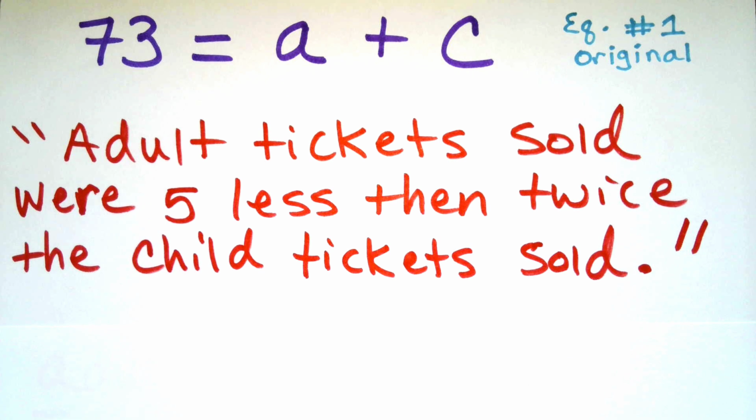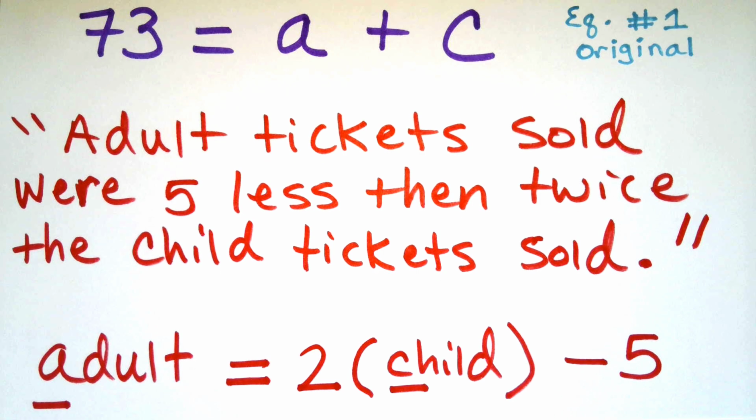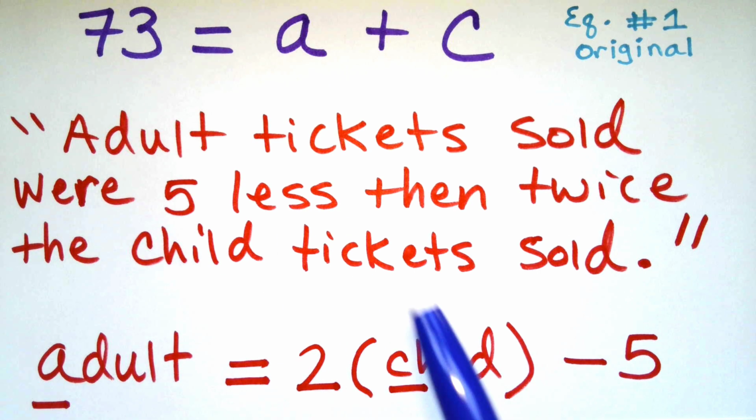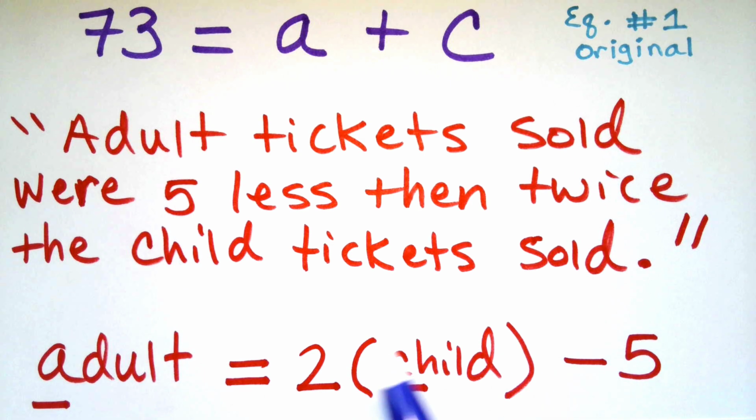I'm going to pause the video. You should pause the video too. See if you can create an equation number 2, original equation number 2. All right, so I have it down here: adult tickets are going to equal twice, or 2 times, the child tickets that were sold, minus 5, right? That represents the 5 less, which is the minus 5. So if you have adult equals 2 times the child tickets minus 5, you were spot on.